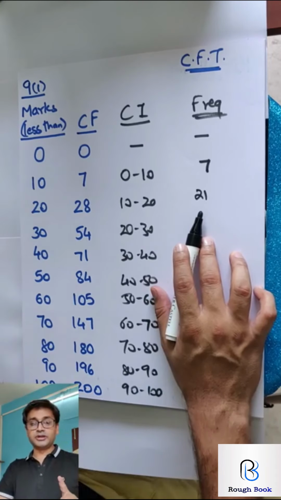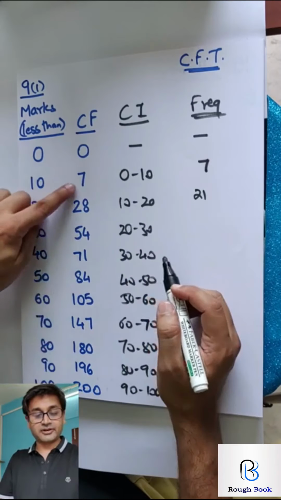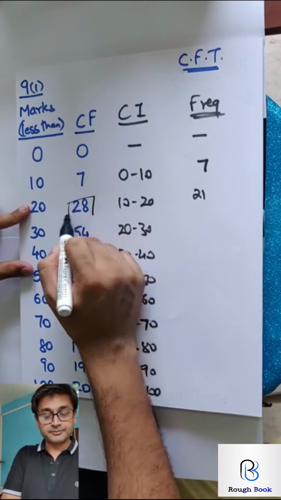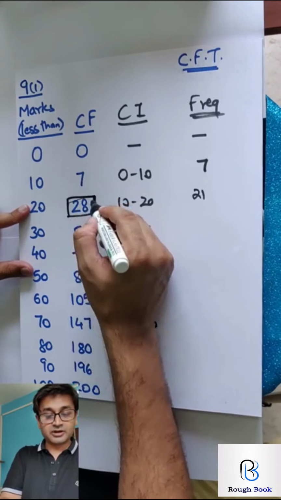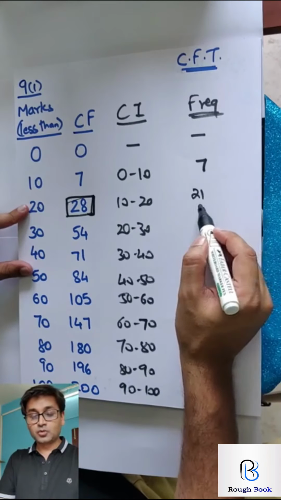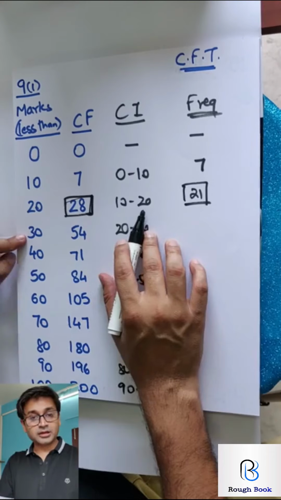Let's rethink if we are doing it correctly, logically. Okay. See, 0 to 10 are 7 numbers. Below 20, less than 20, there are 28 people. In those 28 people, 7 are included from less than 10 also. So we are removing them. What we then get, 21, is only between 10 and 20.